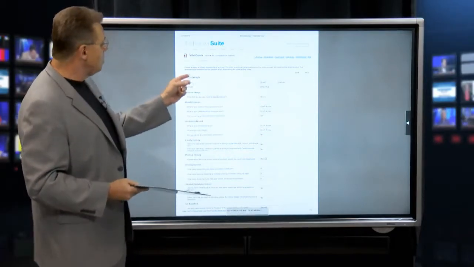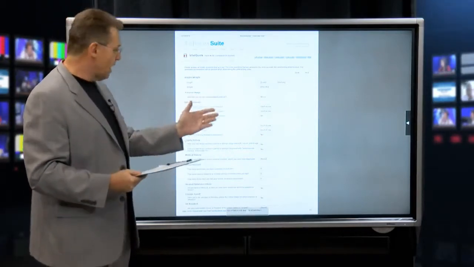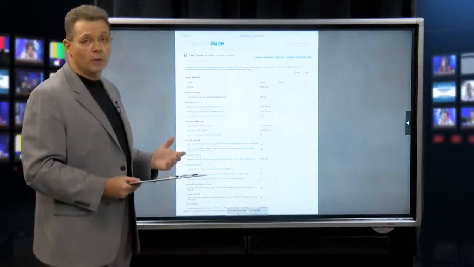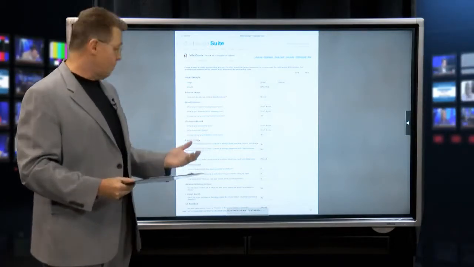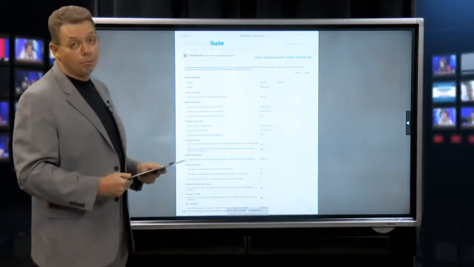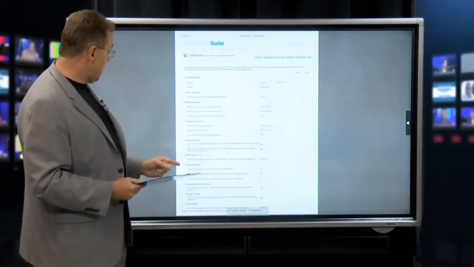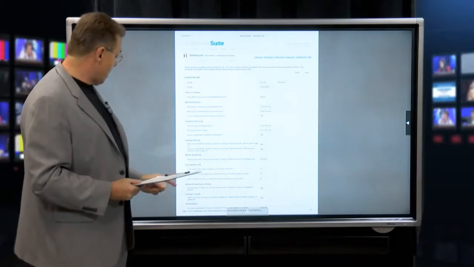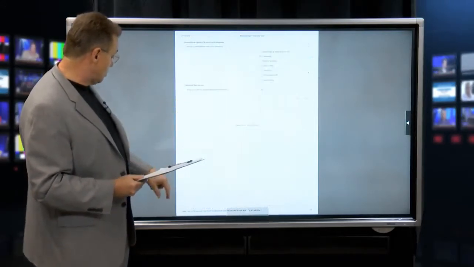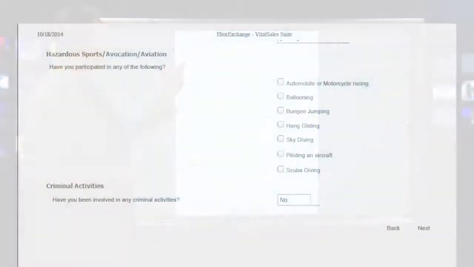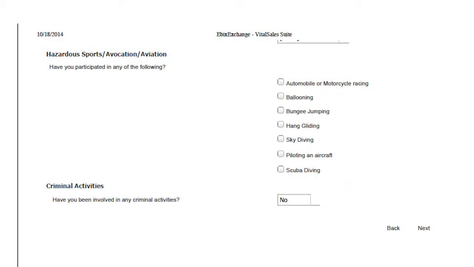So if I use height and weight, I can just plug that number in. I can answer the tobacco question. Are they using it? Have they ever used it? I'm going to be looking at blood pressure, cholesterol levels, family history, medical history, driving record, alcohol and substance abuse. And I'm going to be looking at hazardous sports as well as criminal activity if there's any.